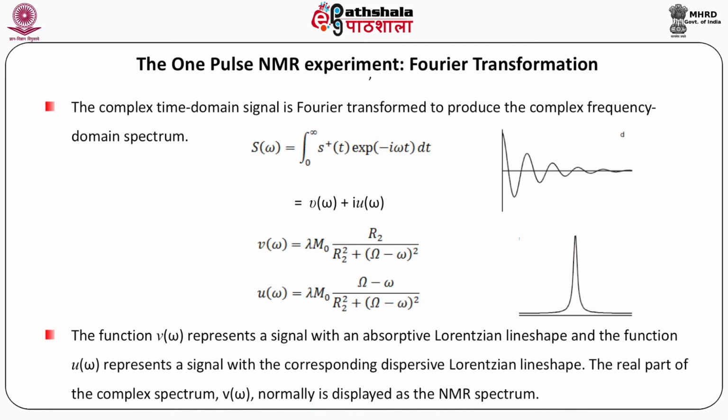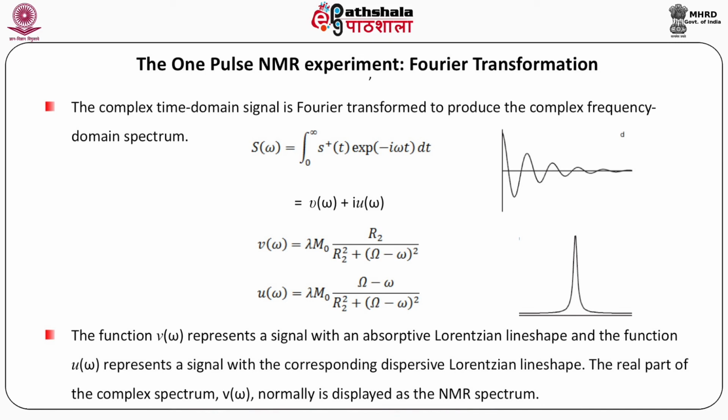The one pulse experiment, Fourier transformation. The complex time domain signal is Fourier transformed to produce the complex frequency domain spectrum. So, S(omega) is your frequency domain and is obtained by integration from 0 to infinity of the S+(t) time domain signal multiplied by exp(-i omega t) dt, and this gives a result V(omega) plus i U(omega). V(omega) is equal to lambda M0 R2 divided by R2 square plus (omega minus omega0) square, and U(omega) is equal to lambda M0 (omega minus omega0) divided by R2 square plus (omega minus omega0) square. And this is shown in the figure.